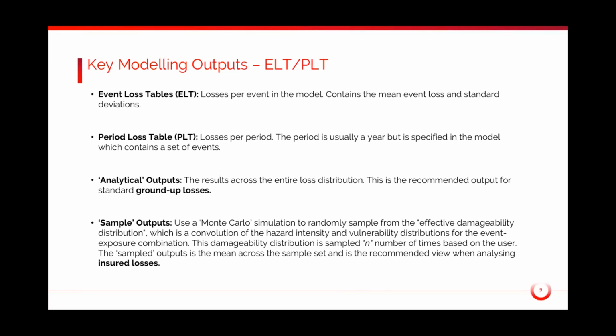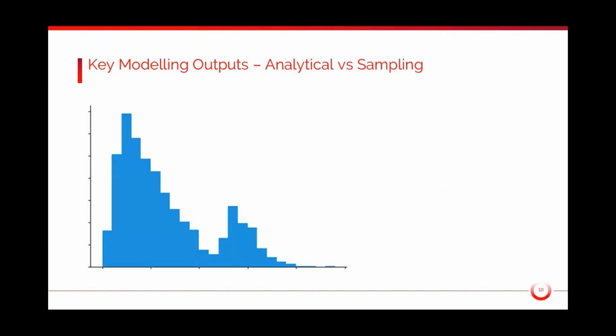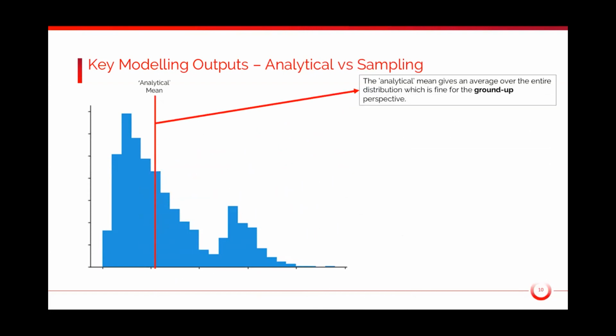And the sampled losses will then be a mean across those 10 samples. And this is the recommended view when looking at your insured losses, or the losses when you've applied policy terms. I'm going to explain a bit more to help explain what I mean. Here we have a standard distribution of losses, and then we throw in a mean. This is the analytical mean, or the standard mean across this entire distribution. And like I've said, this is okay for using your ground up perspective.